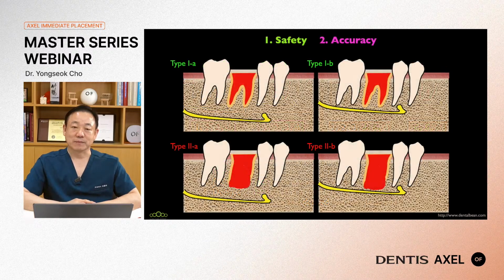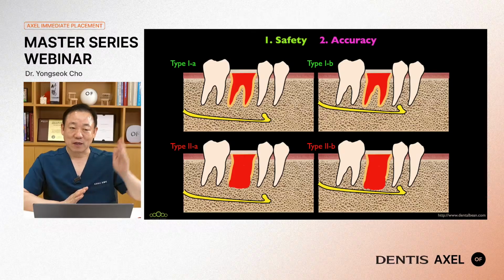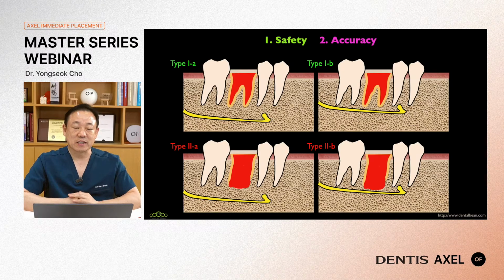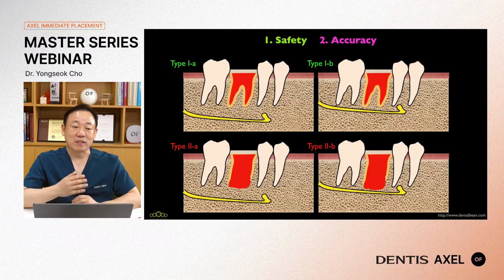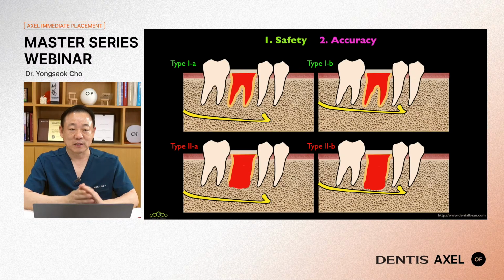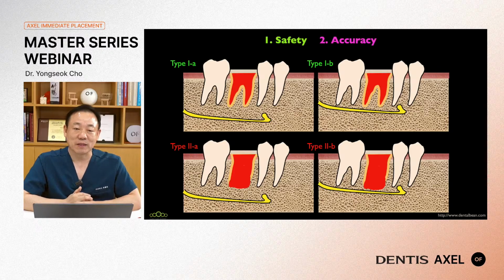Look at this picture. Type 1A on the left top. It is a sound socket and the available apical bone height is relatively sufficient. Even for beginners, it is easy and safe to place the implant at the exact position. However, if you want to do immediate implant, it is not so difficult. If you learn the tips for immediate implant, it is not so risky, not so hard. So Type 1A is the best indication for immediate implant placement.